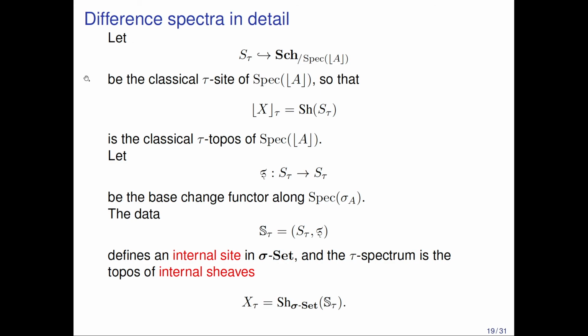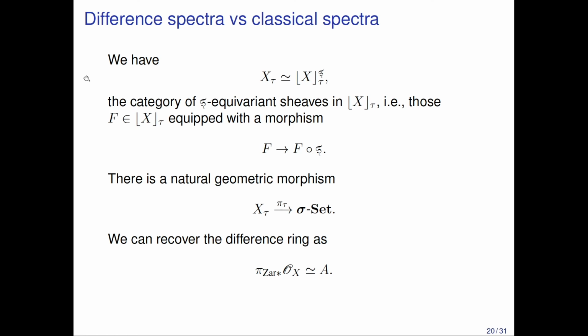So if you're not used to internal category theory, this is tricky to grasp, but I can unravel what this actually gives. The moral of internal sheaves is, sheaves on a usual site are set valued. Here, these are meant to be difference set valued. So anyway, we have a more explicit description following.